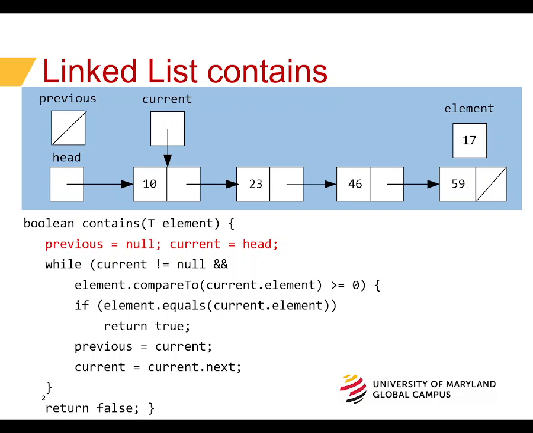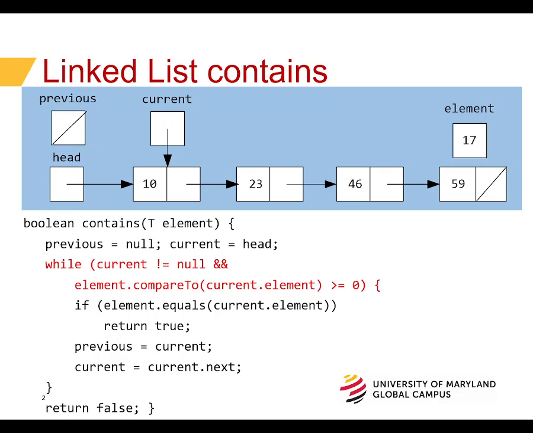The choice of their names, as well as their use, is very similar to the pair of variables used in the iterative Fibonacci implementation. They create a two-node window across the list. Initially, previous is set to null, and current to point to the first node, which is contained in head.